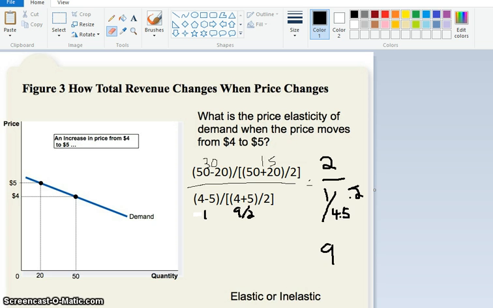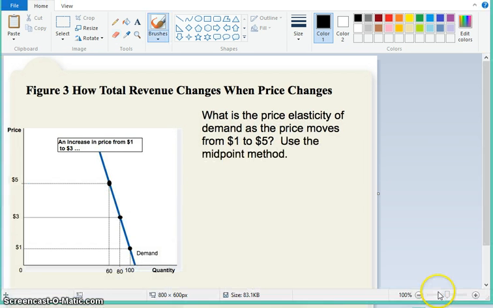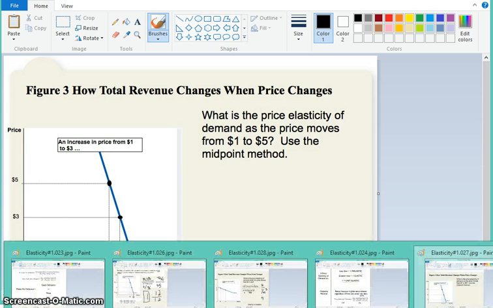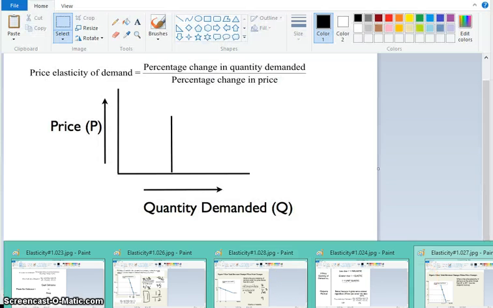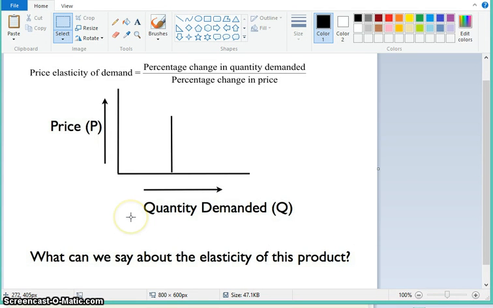So if you go and do this one, you know that at each price, this should be inelastic. So you should get a decimal for your answer. I don't know what the decimal is. I haven't worked that problem out in quite a while, but you should get a decimal. So that's a way to check yourself.